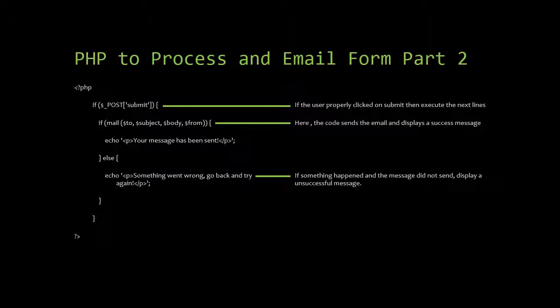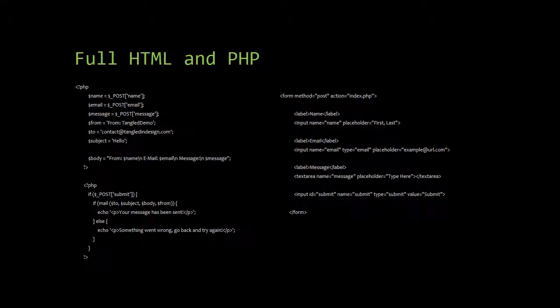Okay, the next line you see else, and then echo, something went wrong, go back and try again. Here, we're basically telling the PHP, hey, if something does go wrong, the email doesn't send, there was some sort of error, let the user know. Give them an error message. In this case, we're saying something went wrong. Go back and try again. And that's pretty much it.